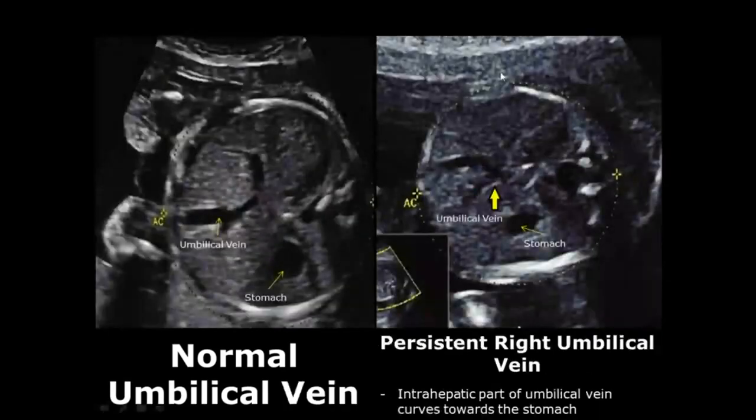A persistent right umbilical vein occurs when the intrahepatic component of the umbilical vein curves towards the stomach instead of curving to the right side. Here you can see the umbilical vein curving towards the right side, and over here it is curving towards the left side towards the stomach.